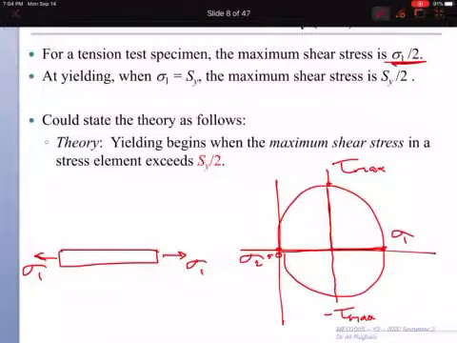And if the limiting value for principal stress is yield strength, then maximum shear is equal to half the yield strength. Which means if I exceed half the yield strength, failure will start. So yielding begins when the maximum shear stress in any element exceeds half of the yield strength.